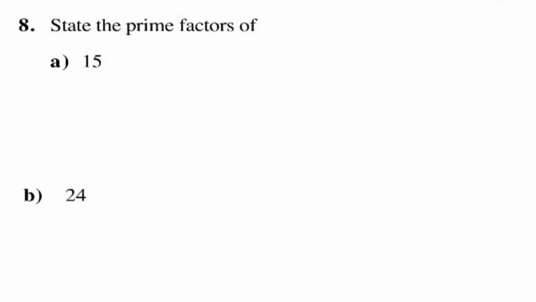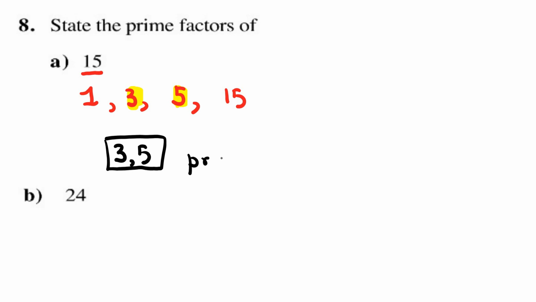Now I need to state the prime factors of the next few numbers here. When we look at 15, the factors of 15 are 1 and 15, and then we also have 3 and 5. Out of this list here, the prime factors are 3 and 5. So the answer is just 3 and 5. These are considered the prime factors. 1 by definition is not a prime number, right? And 15 is a composite number. So out of that list, the prime factors are 3 and 5.